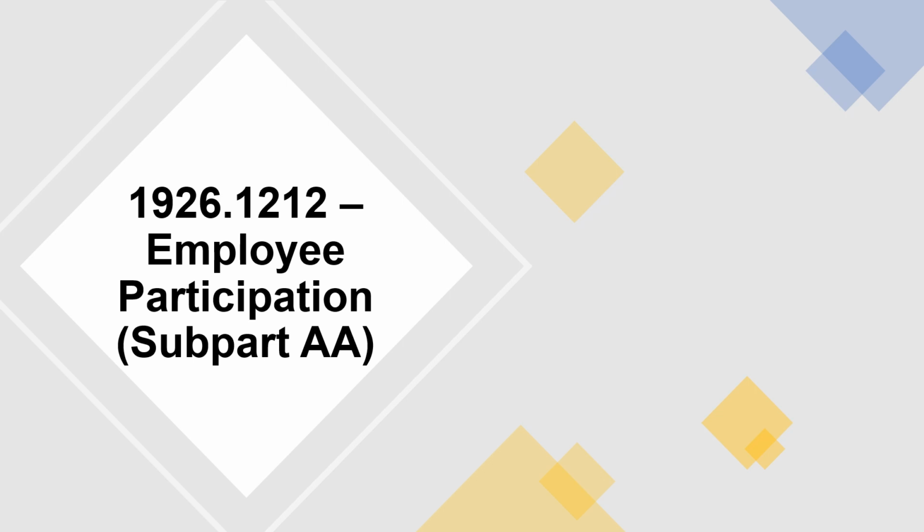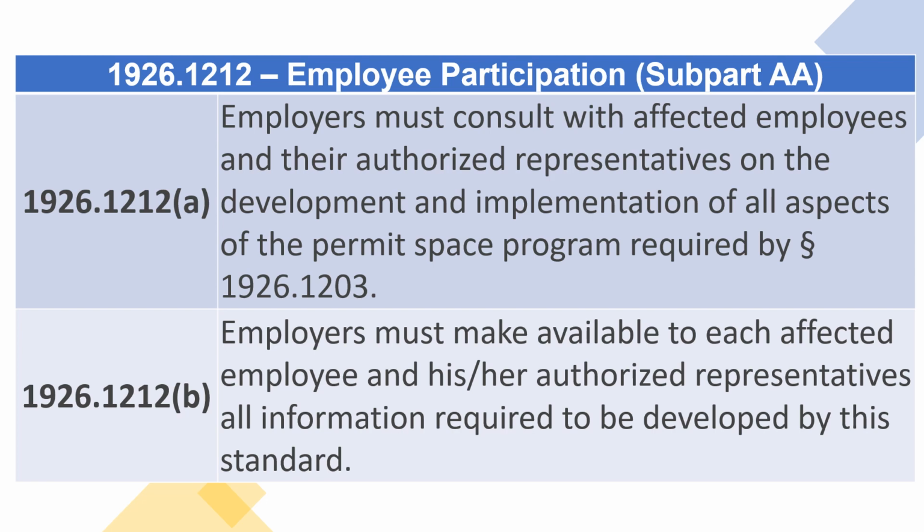1926.1212 Employee participation, to Subpart A. 1926.1212(a) and (b). Employers must consult with affected employees and their authorized representatives on the development and implementation of all aspects of the permit space program required by Section 1926.1203. Employers must make available to each affected employee and his/her authorized representatives all information required to be developed by this standard.